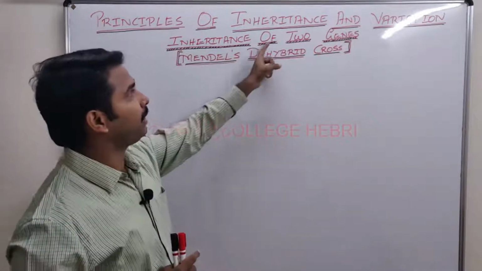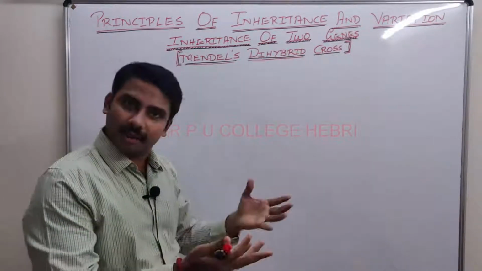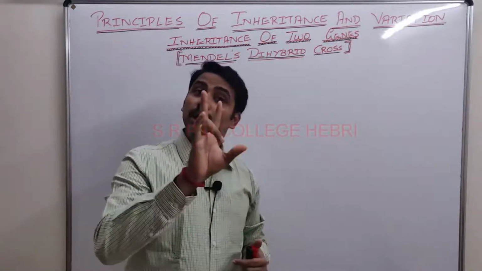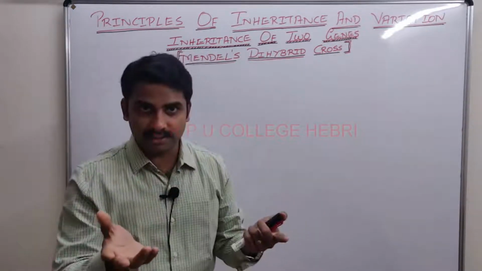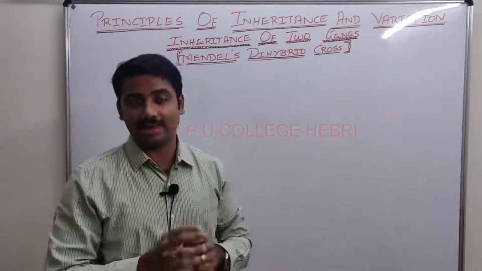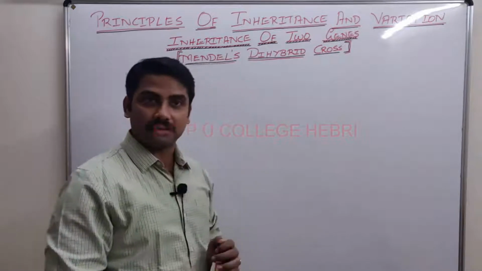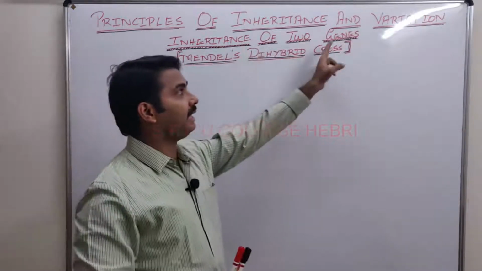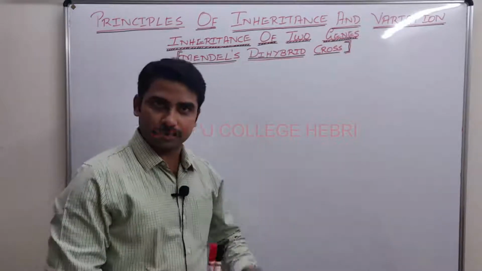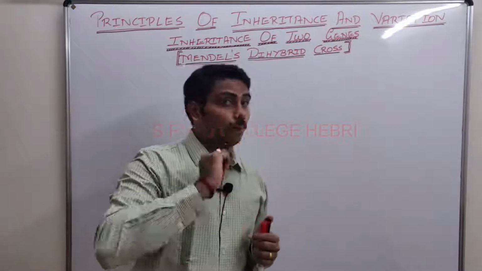But today I am going to discuss inheritance of two genes. How to define it? Very simple. It is the cross involving two true breeding parents which differ in how many characters? Two characters. Two true breeding parents which differ in two characters is called inheritance of two genes, or the dihybrid cross. In monohybrid cross, he selected only one character.